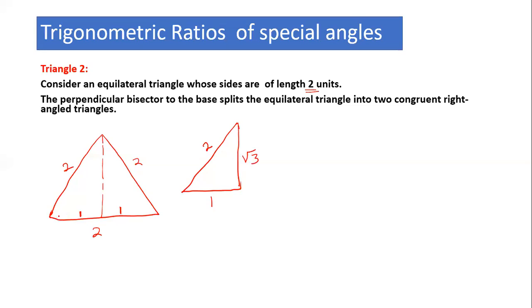However, for an equilateral triangle, all angles are equal. So this is 60, this is 60, and up here we have 60. However, when we cut, we shall remain with 30 here. So that will be 30, 60, and then 90. So people, can you find out what is sine 60? What is sine 30? What is tan 30? What is cos 30? What is cos 60? Find all those ones.